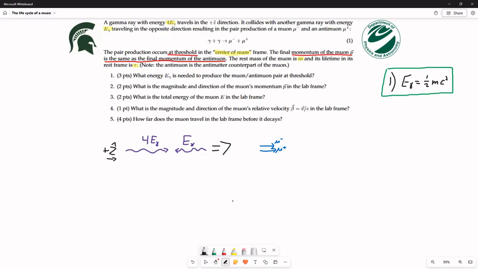Alrighty, I've cleaned up my board and I've saved our result from number 1. But let's take a look at number 2. What is the magnitude and direction of the muon's momentum in the lab frame? So we want p mu final. And we have the initial lab frame.